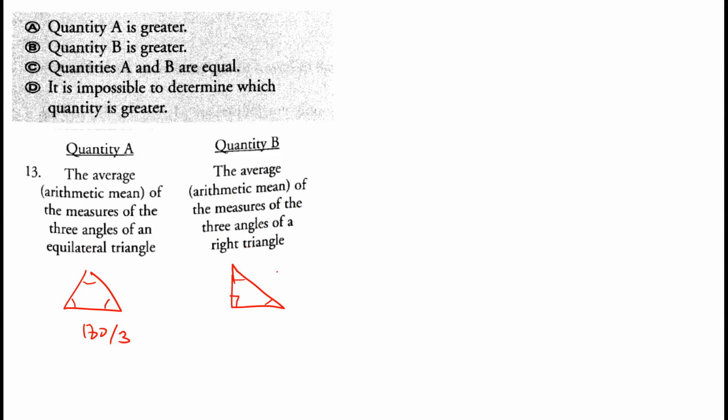In a right triangle, one angle is 90 and the others can be any other numbers. But again, we need to understand that the sum of all the angles would again be 180, and the average of the measure of the three angles would again be 60. And over here again, the average is 60. So both of these quantities are equal. So option C is correct.